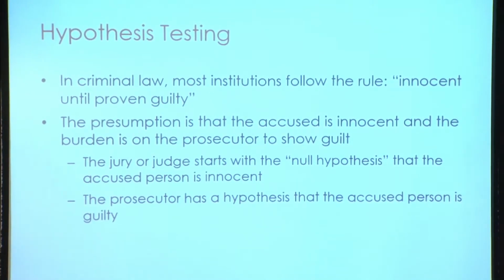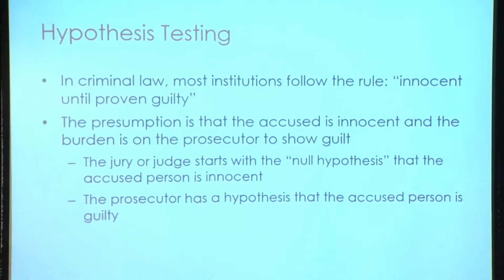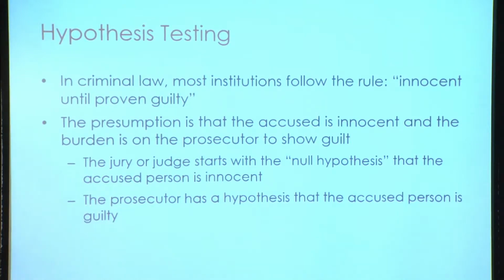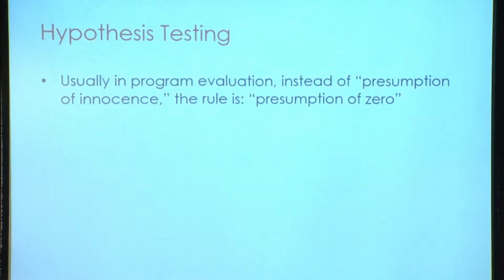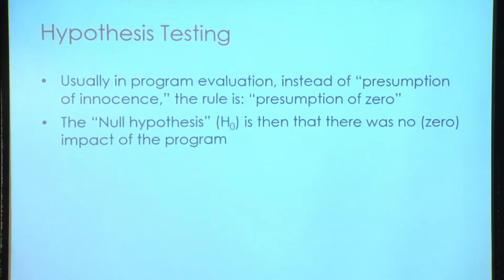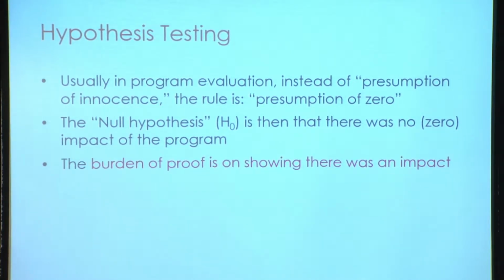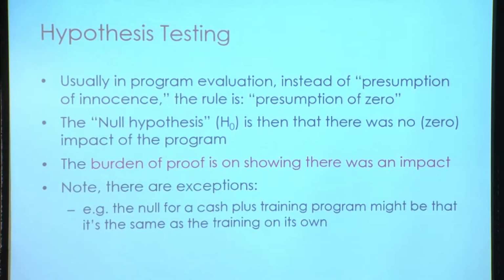Again, in the criminal case, the jury or judge starts with a null hypothesis that the person is innocent, and then the prosecutor has the hypothesis that the accused person is guilty. In hypothesis testing, instead of the presumption of innocence, we have this presumption of the null hypothesis. So unless you prove that your program is effective, we assume that it isn't. That's the standard of statistical testing. The null hypothesis, H0, is then that there's zero impact of the program, and the burden of proof is on showing impact.